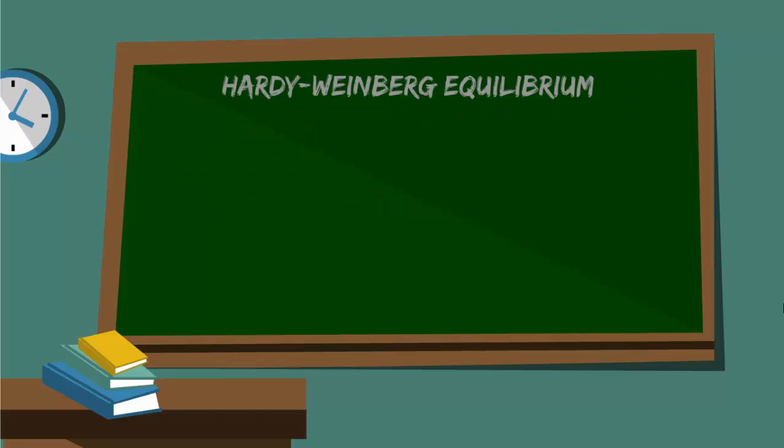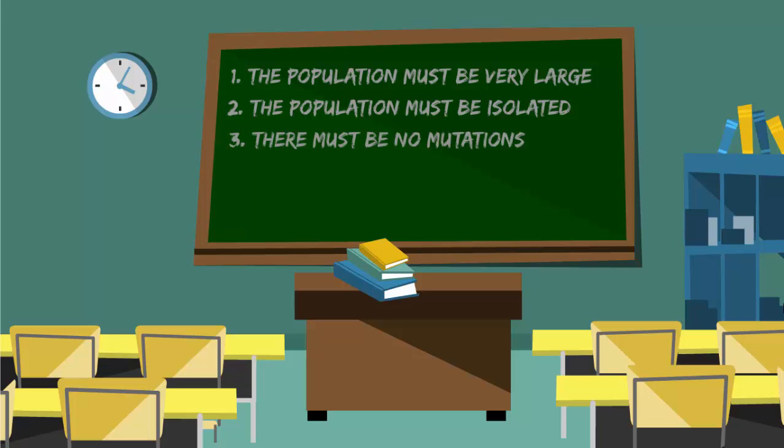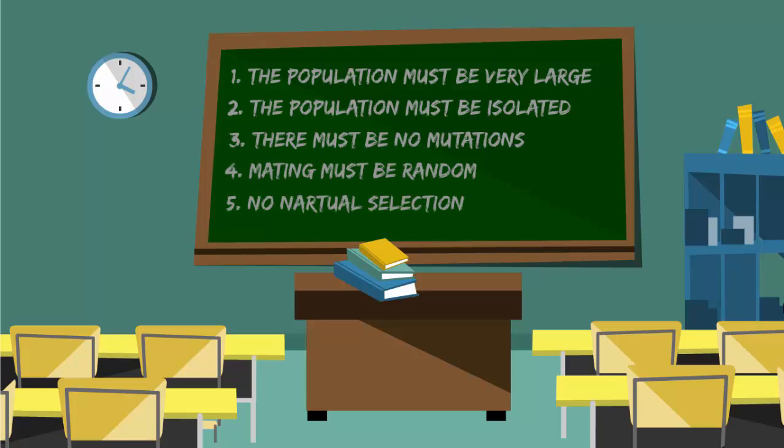Hardy and Weinberg, two scientists, described the characteristics of a stable, non-evolving population, that is, one in which allelic frequencies do not change. According to Hardy-Weinberg, if the population is stable, the following must be true. 1. The population must be very large. 2. The population must be isolated from other populations. 3. There must be no mutations in the population. 4. Mating must be random. And 5. No natural selection.